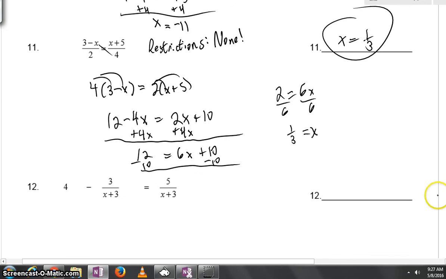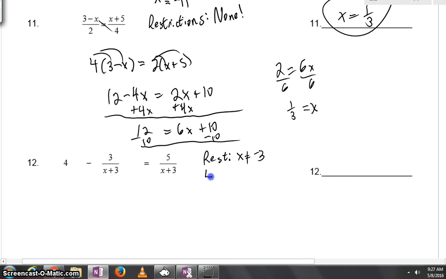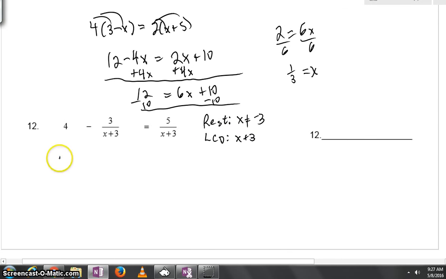For number 12, there's only one restriction that we need to worry about. Look at that denominator. X cannot equal negative 3. What's your LCD? Least common denominator? That is x plus 3 itself. and I'm going to multiply every part of this problem by x plus 3.